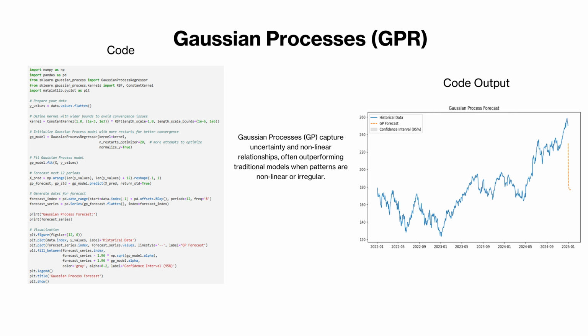The resulting plot overlays our blue historical curve with a dashed orange forecast and shades the confidence band in gray, clearly showing both the predicted trajectory and how our uncertainty grows as we look further ahead. This approach not only captures irregular market patterns, but also quantifies how much trust we can place in each future estimate.